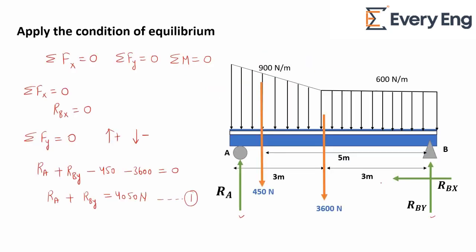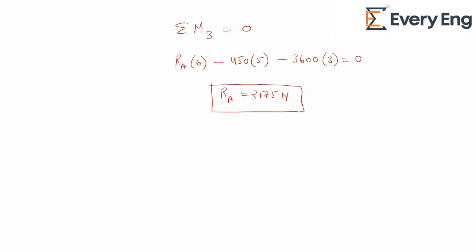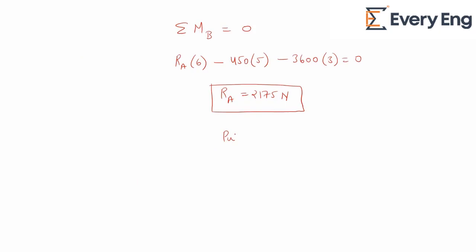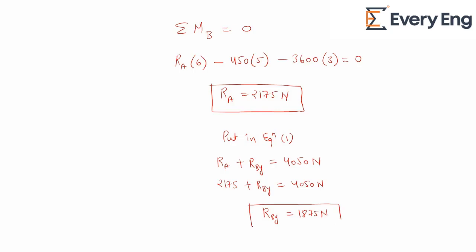Now we calculate the reaction at point B. So put the value of reaction at A in equation 1. The reaction at A plus reaction at By is equal to 4050 Newton. The reaction at A is 2175 plus reaction at B. Solving this, we get the reaction at B is equal to 1875 Newton. So this is the final answer.